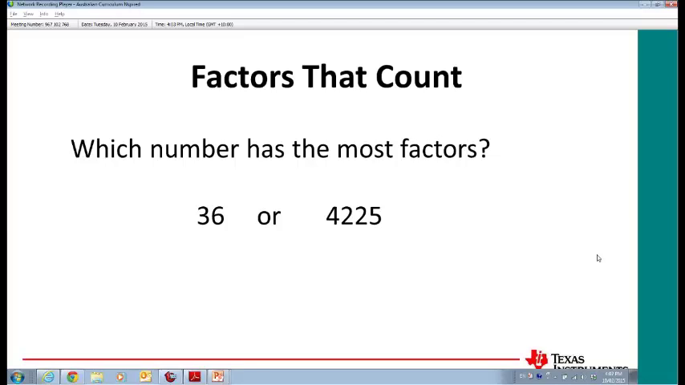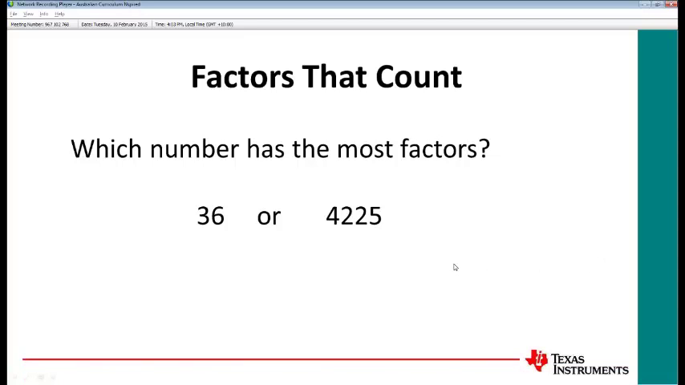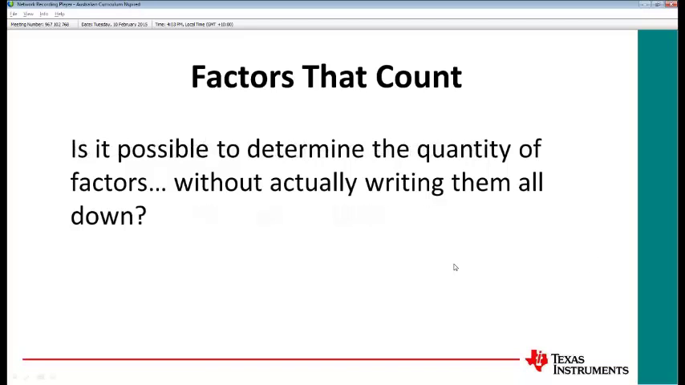And of course, when we're starting a unit on factors, the activity that we're exploring is one called Factors That Count, which I'll show you on the website later. We're looking for a way of determining the quantity of factors, but without actually having to write them down. That's what this investigation is about.